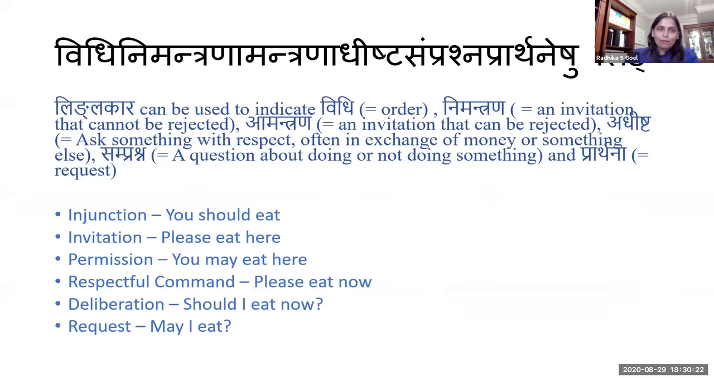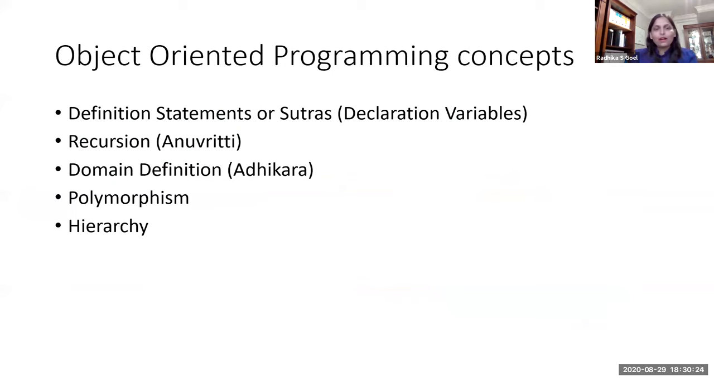Now, why is this? Let me go back. I think I covered this, right? We have all the sutras, and this concept of recursion. In Ashtadhyayi, to keep it very precise, there is a concept called anuvritti, which basically means the words from the previous sutras are carried down into the next one. So you don't have to repeat the whole word.